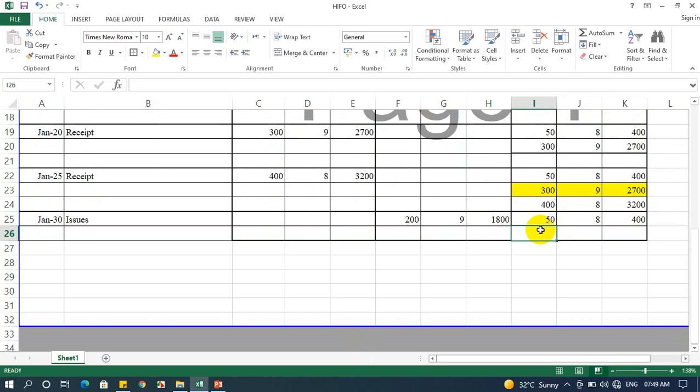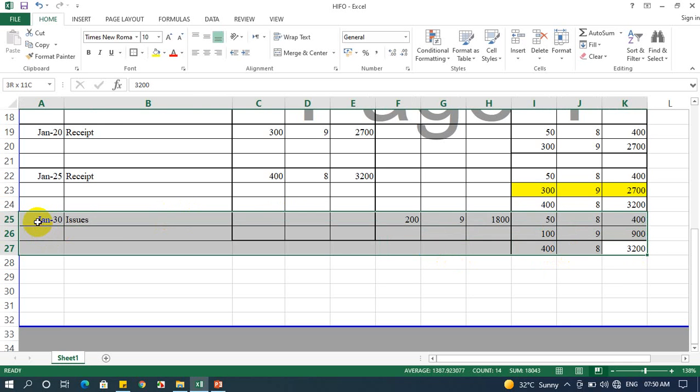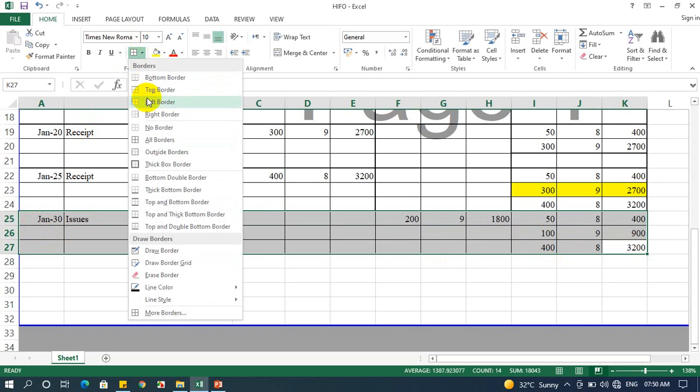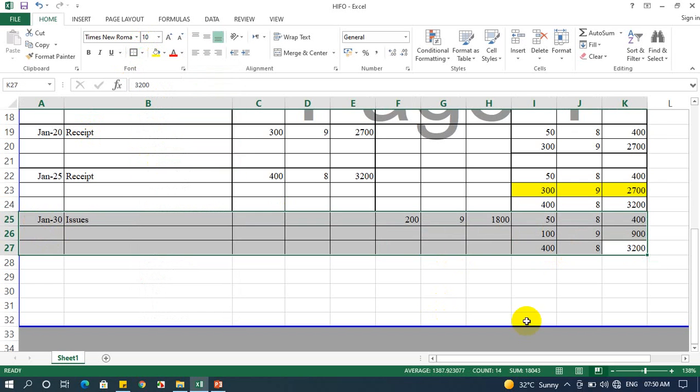For the second one, out of 300 we sold 200. How much is left? Only 100 units left at the rate of 9. It will become 900, right? 400 is also left, which is there. 400 at the rate of 8 will become 3200, right? So this is what we get under the same method that we are using.